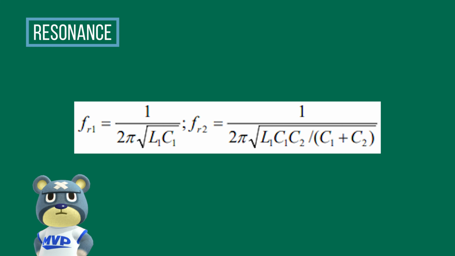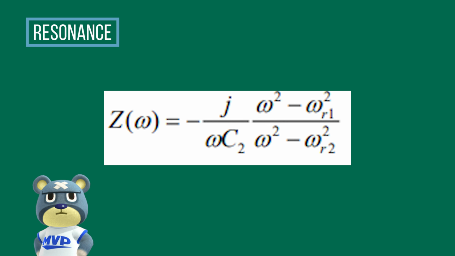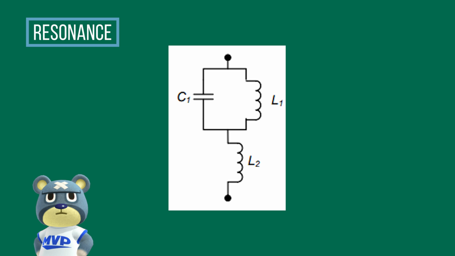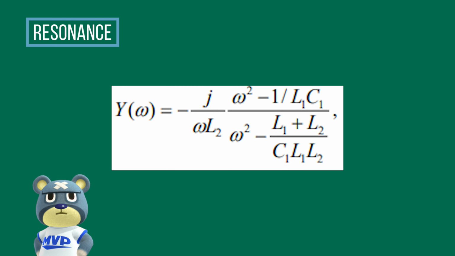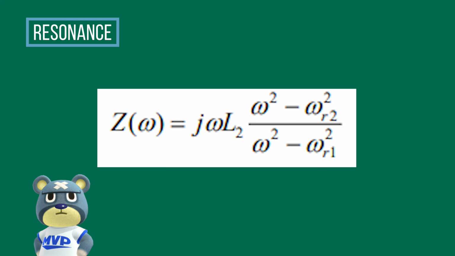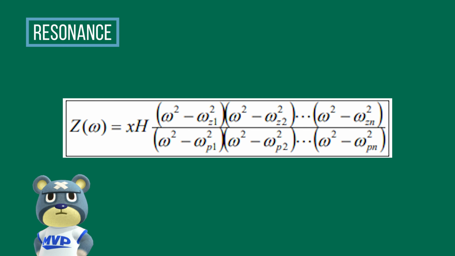Therefore, the impedance can be rewritten as this equation, where Fr1 is the zero frequency and Fr2 is the pole frequency. Now consider the circuit in the figure. The admittance of the circuit is given by this equation. Thus the impedance can be written in the form of this equation. Observing the two forms of the impedance equation, one can conclude the general form of a lossless multiple resonant circuit impedance equation as follows, where x is either omega or 1 over omega and h is a constant.